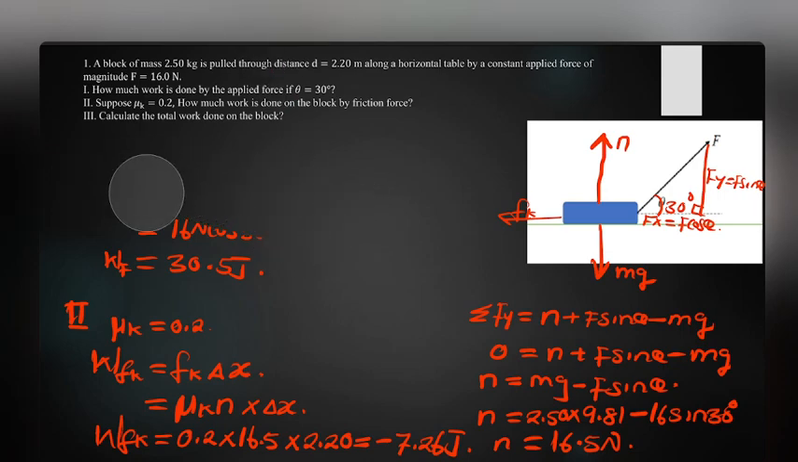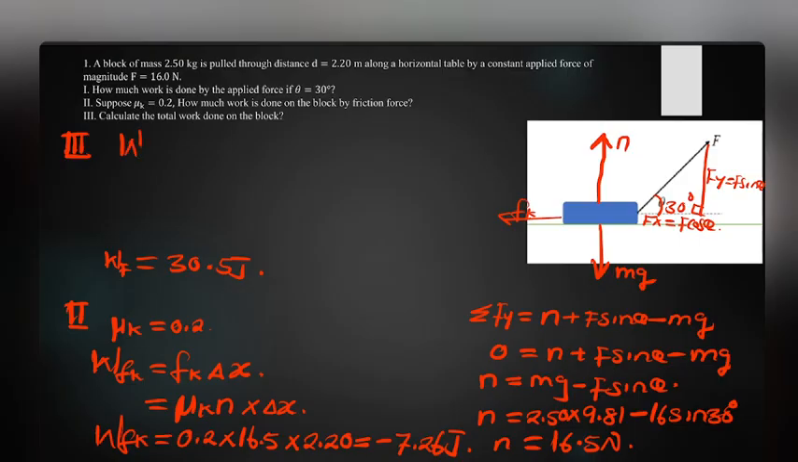Okay, then the last part, which is part 3 of this question. Part 3 says calculate the total work done on the block. So here we have to calculate the total work done on the block, which is the same as the total net work done on the block. So to calculate that, we're looking for the work done by all the forces that are acting on this block.